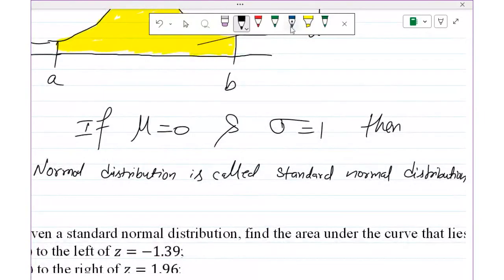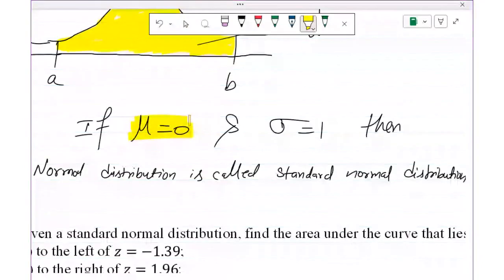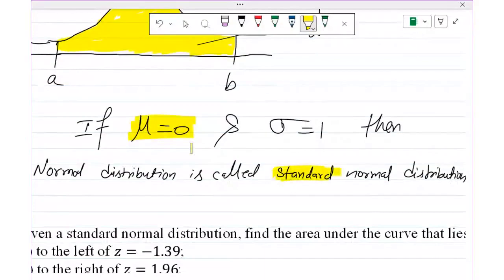This is asked in MCQ, that when a distribution is called standard normal distribution: if mean is 0 and standard deviation is 1, or you can say variance is 1, because sigma square will also be 1. Mean 0, variance 1, then we say the normal distribution is called standard normal distribution. This is an MCQ question. Okay.